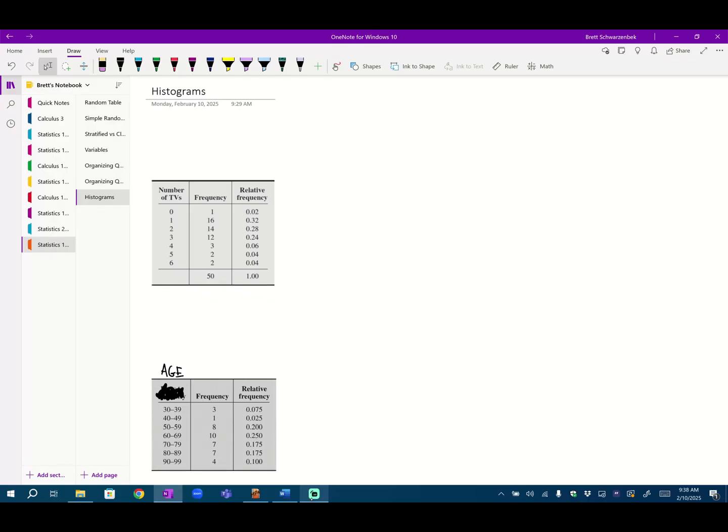We're going to start by making a histogram using one of our examples from an earlier video. And then when we're done, we're going to talk about what makes the histogram what it is. How is it different from other graphs and so forth.